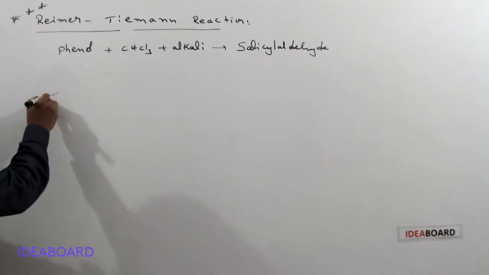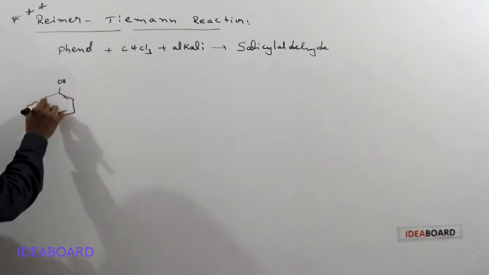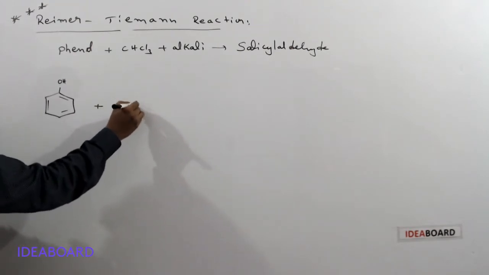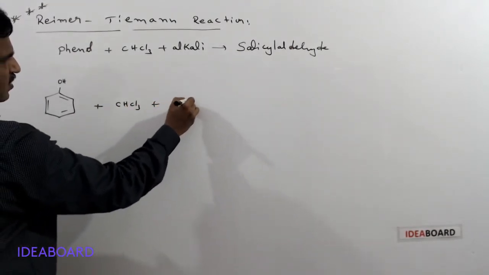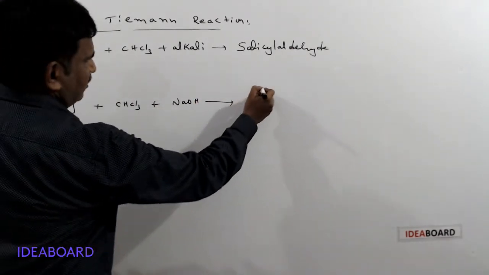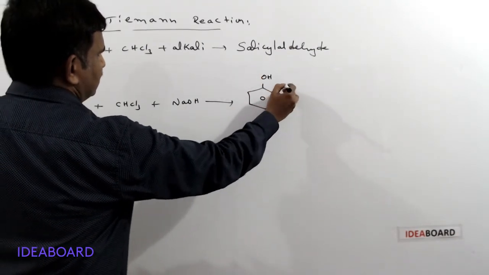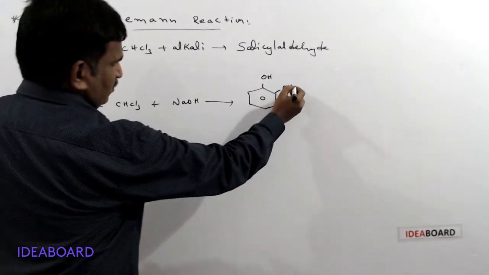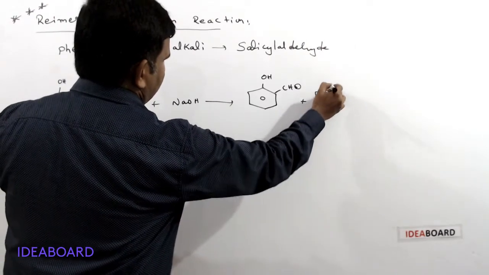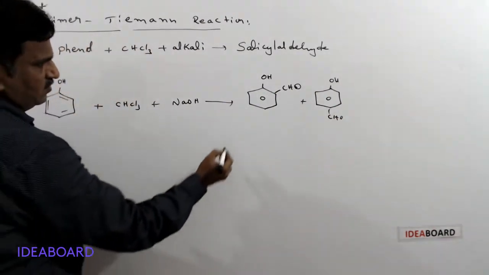Here we are taking the reaction. Suppose this is phenol, a benzene ring containing an OH group. It reacts with chloroform and a base like sodium hydroxide, an alkali, a strong base. Then it forms ortho-hydroxybenzaldehyde, with OH and CHO, which is also called salicylaldehyde, or it also forms para-hydroxybenzaldehyde. This is para-hydroxybenzaldehyde.